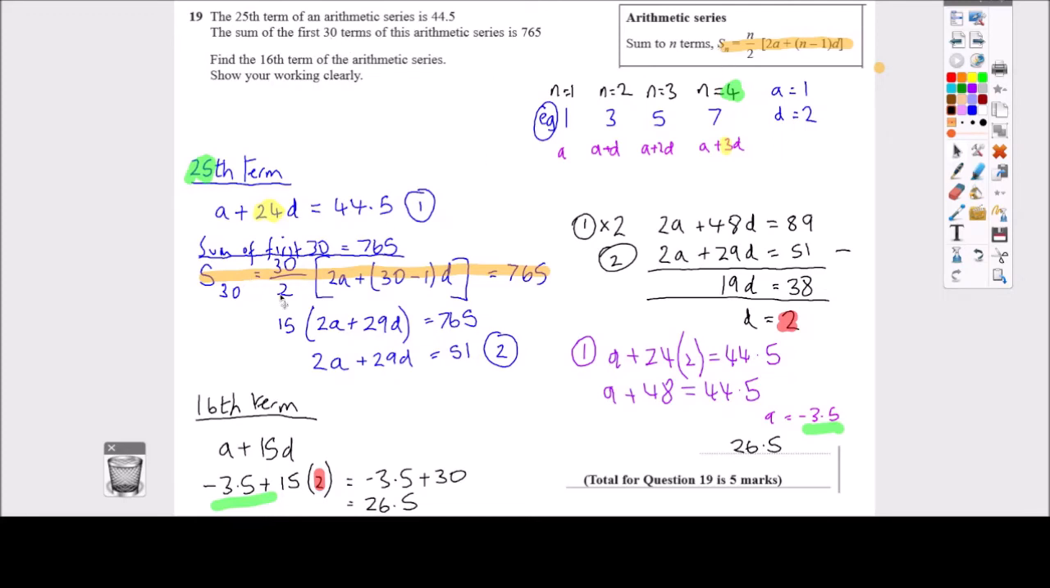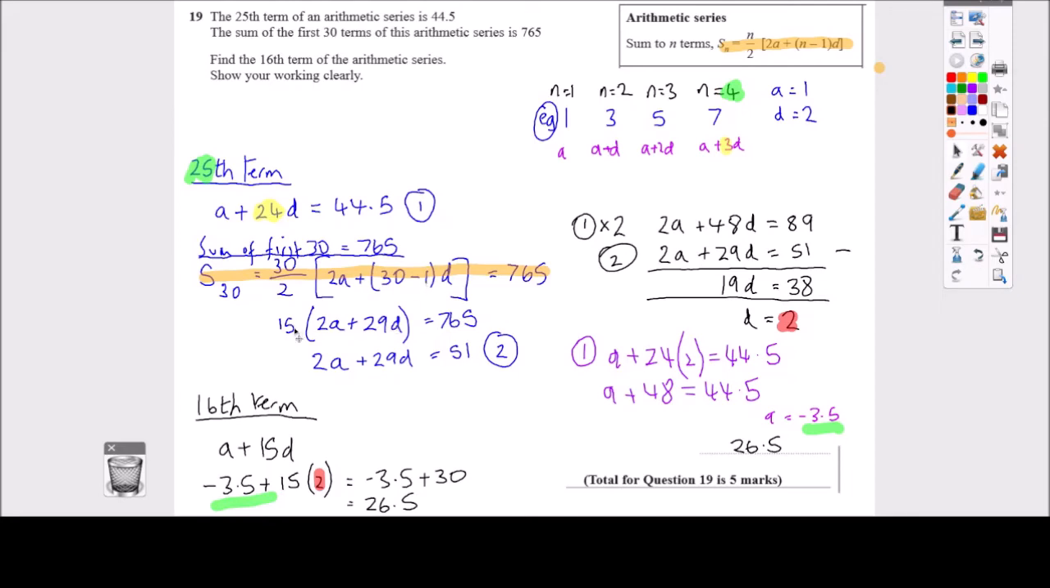So substituting in, we get 30 over 2, the n over 2, times 2a plus n, which is 30 minus 1 lots of d, equaling 765. Okay, we're told it's 765. So 30 over 2 is obviously 15. 30 take away 1 is 29.